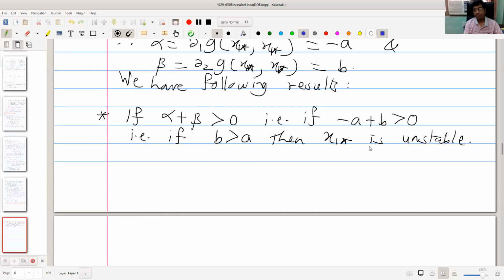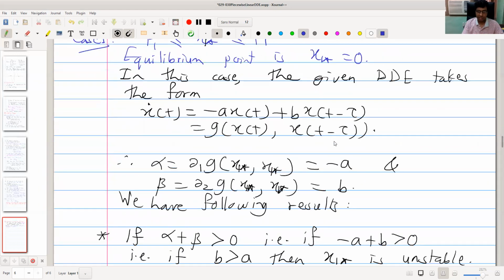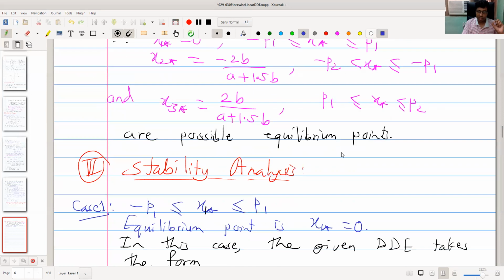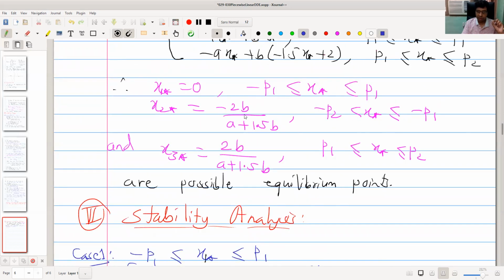What is meant by unstable? It means if you select an initial condition of this delay differential equation in the neighborhood of x1 star, which is 0, sufficiently close to x1 star. If you provide particular values for A and B, then x2 star and x3 star will also be available. So you have to select a small neighborhood of x1 star, meaning 0, so that x2 star and x3 star are not in that neighborhood.